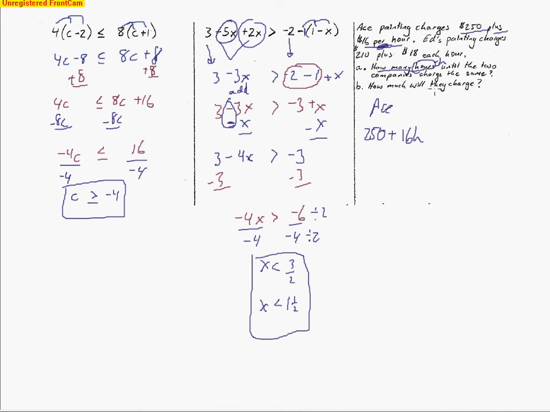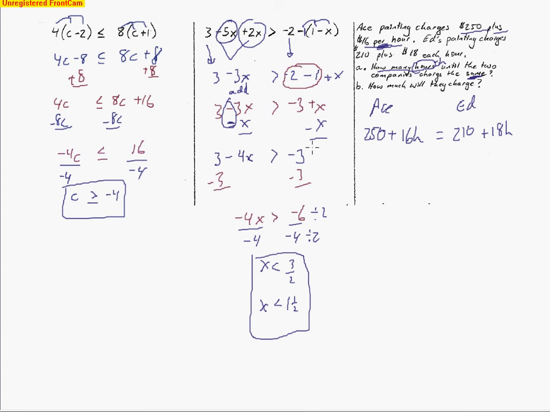Now, they're asking, when will they charge the same? Same means equals. And so the next is Ed, and Ed's painting charges $210 and $18 each hour. So they want to know when they're going to charge the same. So right now, Ed is cheaper in the beginning because he charges less up front. But eventually, Ace is going to charge less because they charge less per hour.